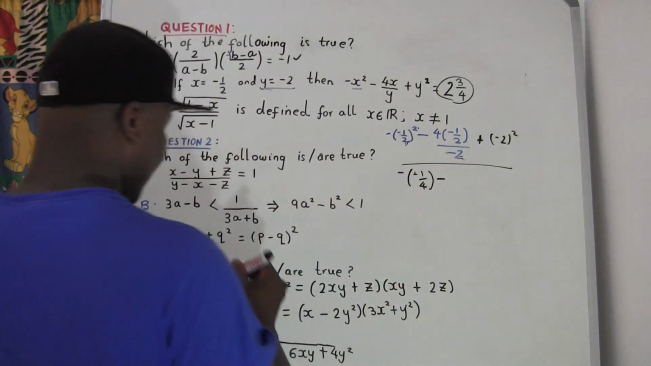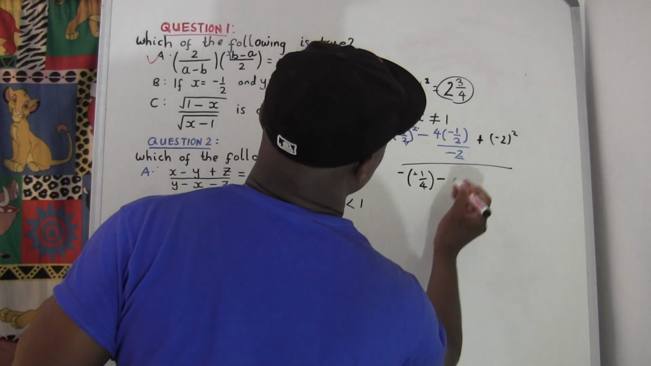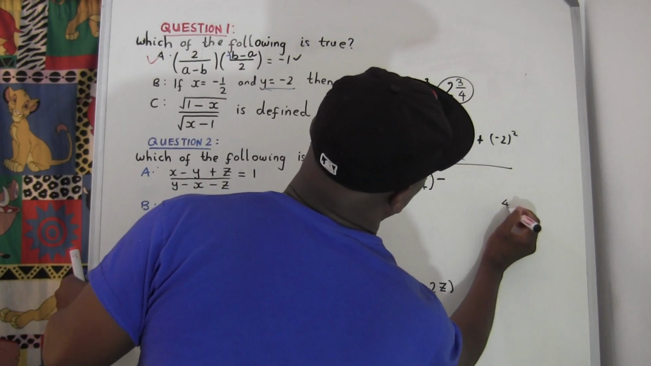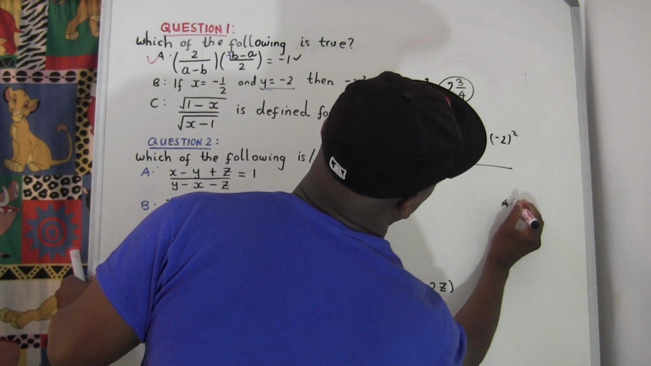Now you come here. This is 4 times a half, which equals 2, because it's like 4 times negative 1 over 2, which equals 2.